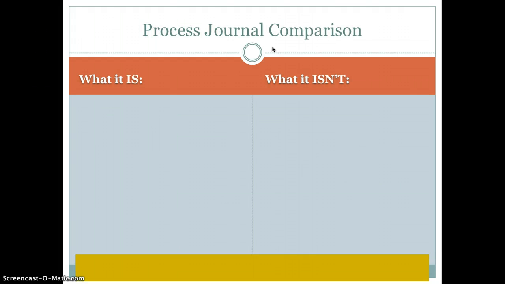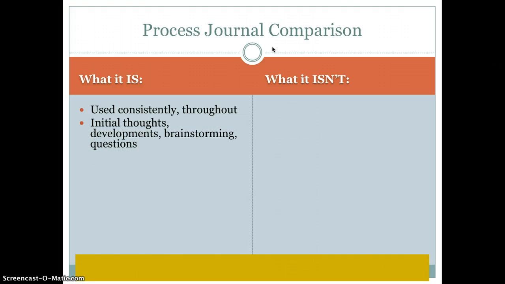So let's talk about what a process journal is and what a process journal is not. Alright, so what it is, it's used consistently and throughout the entire time that you are taking part in your community project. It's going to record things like your initial thoughts, your developments as you go through the project, brainstorming sessions that you might have with yourself or others, and questions that you have. It's a really good idea to always ask questions in the process as you go and put those in there.